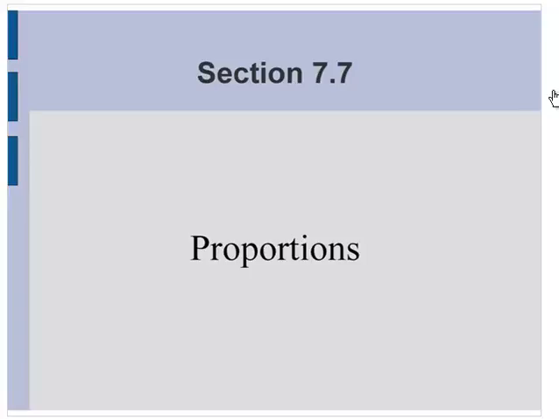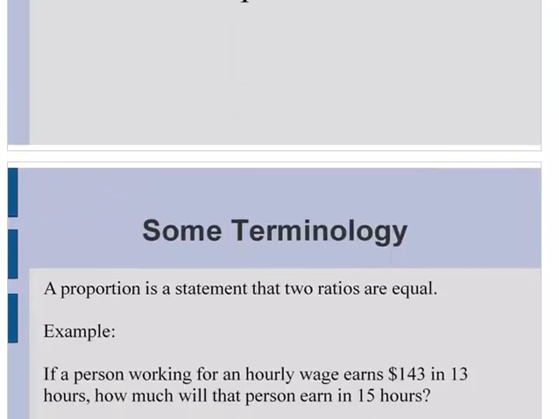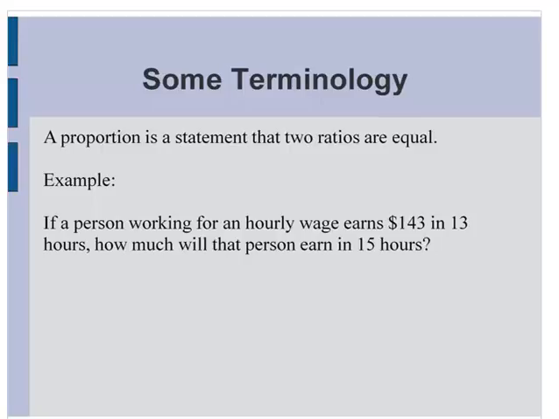Section 7.7, Proportions. A proportion is a statement that two ratios are equal. And the common example we see is something that looks like this: A over B is equal to C over D.